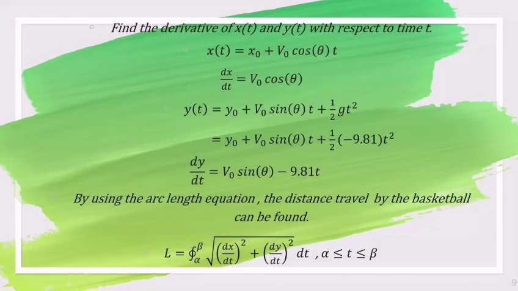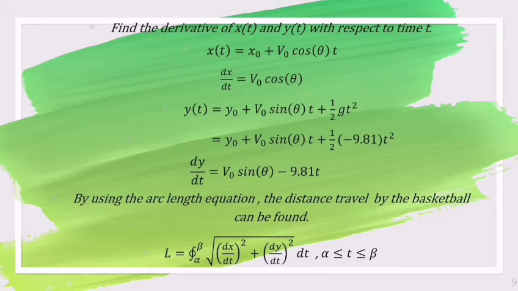For the next step, we need to find the derivative of x(t) and y(t) with respect to time t. Both of these will be differentiated. Differentiating x(t) with respect to t, we obtain v0 cos theta, while for y(t) we obtain v0 sin theta minus 9.81 t.